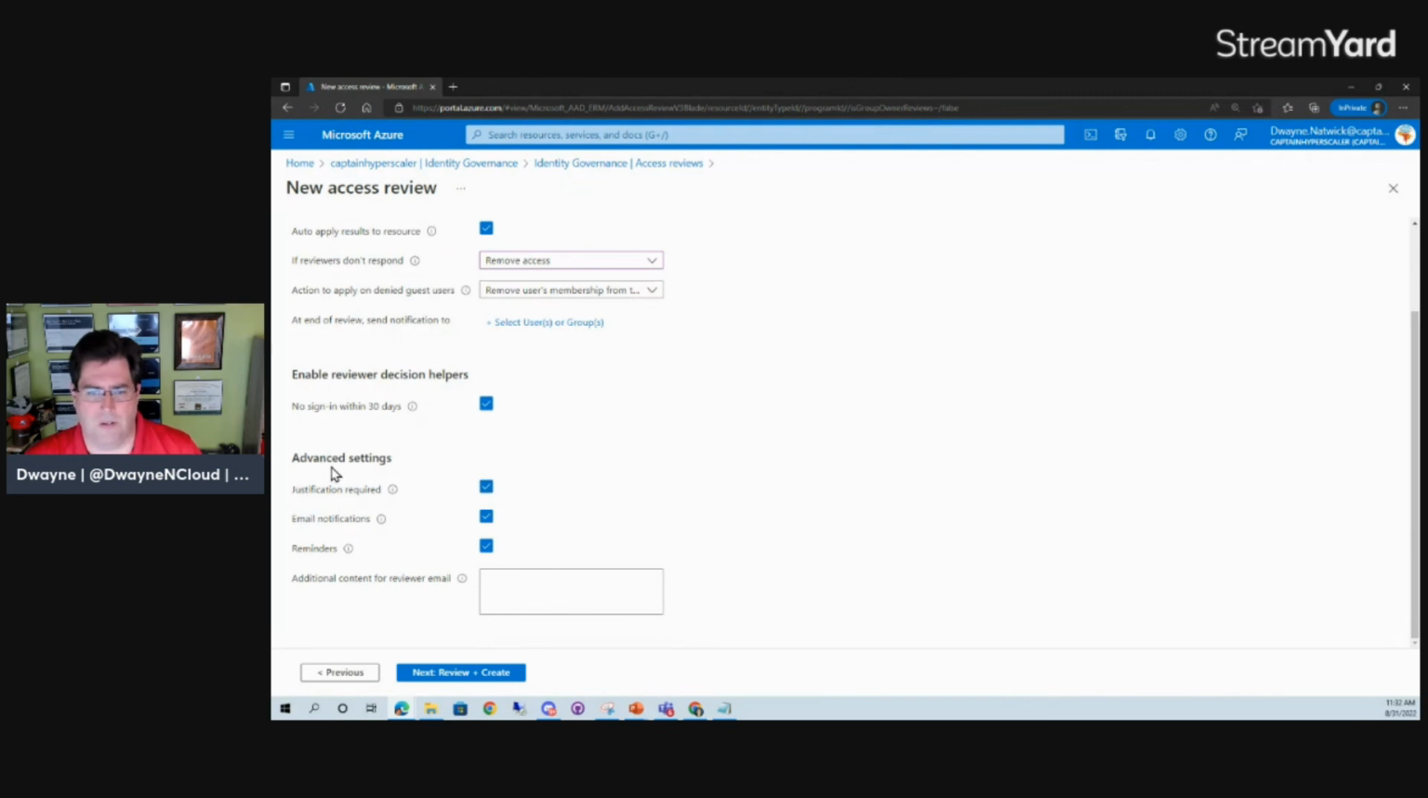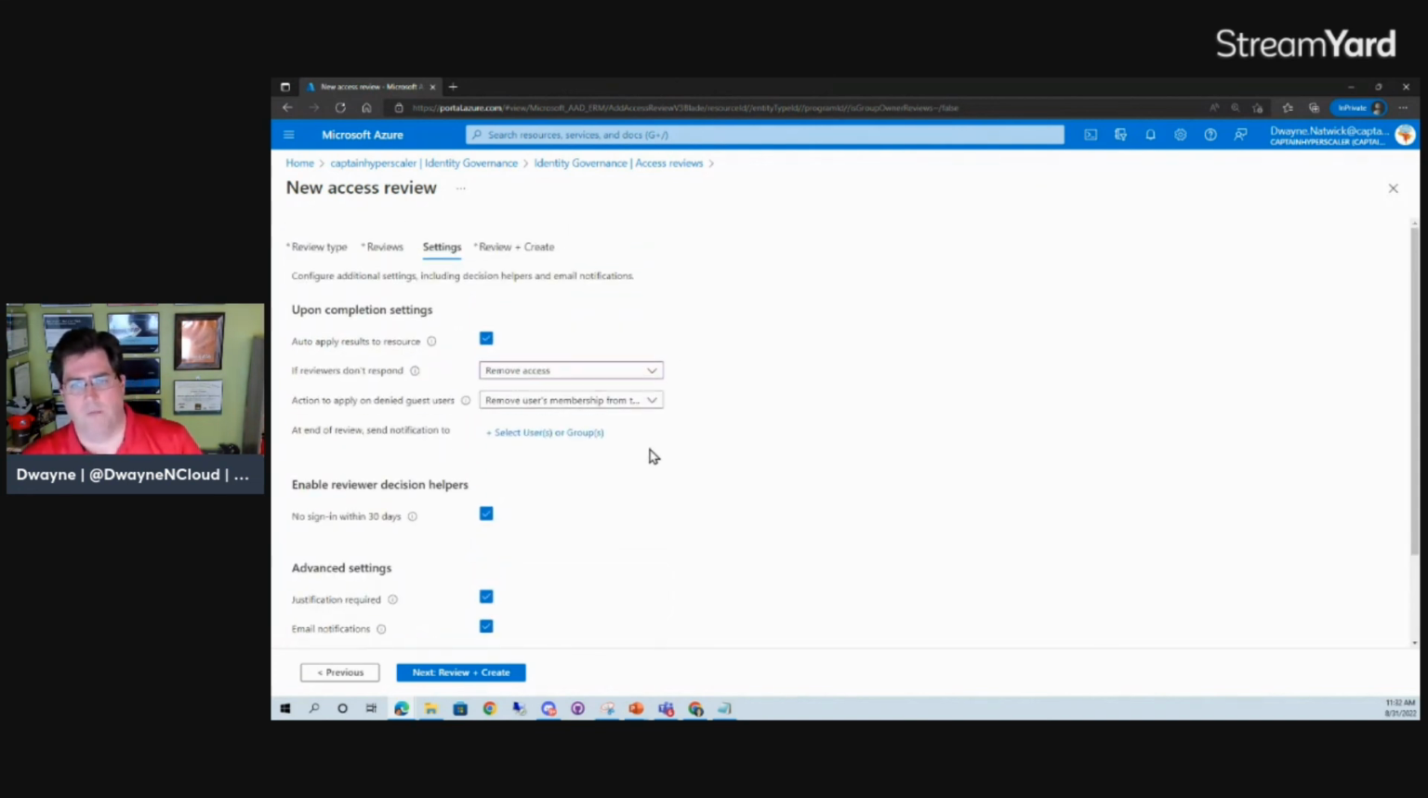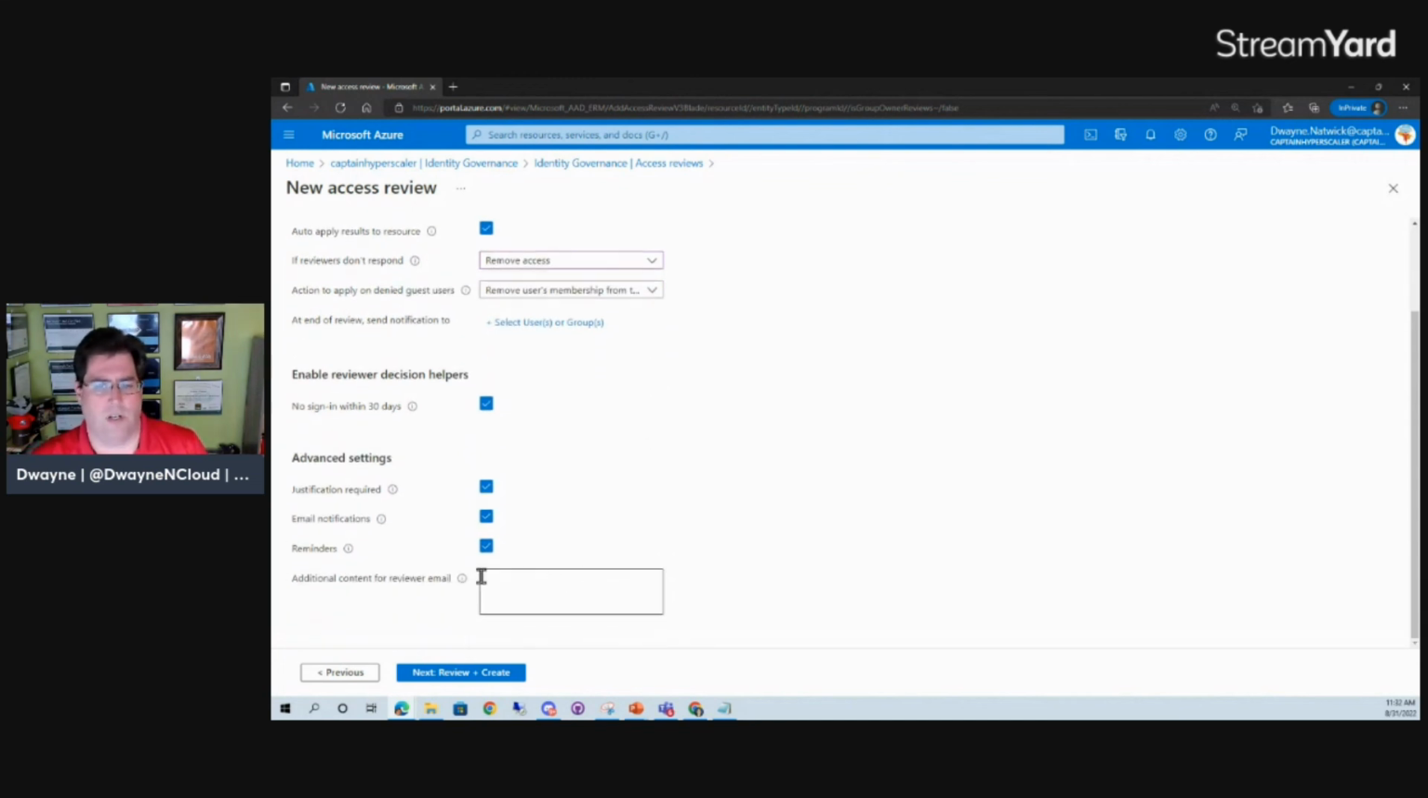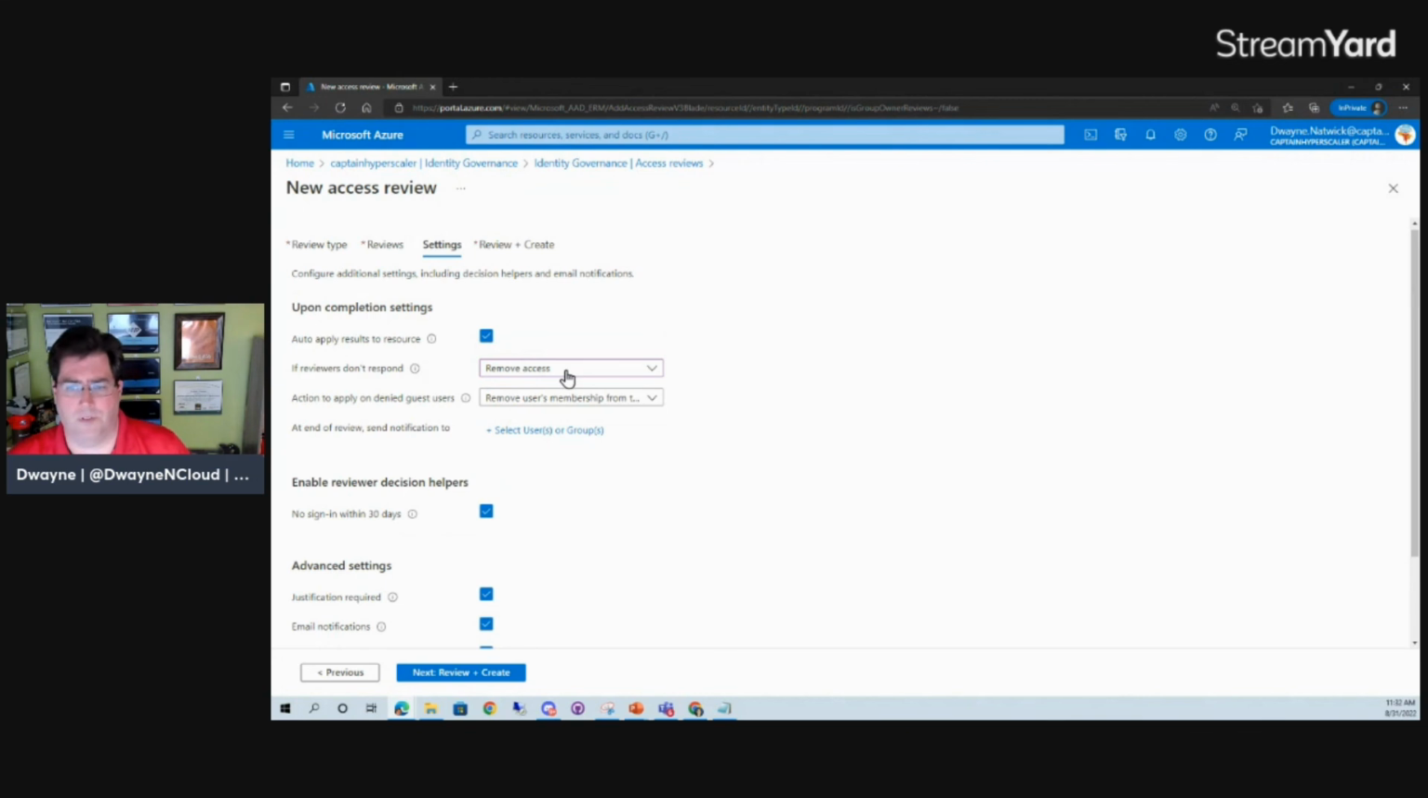We also have some advanced settings for justification and email notifications. If they do need access and they respond, we need them to justify why. So what we're doing here is creating an audit trail, letting that user and this reviewer make these decisions, but we want that justified. We want to know why. We've got a reminder here at the midpoint through the review, so after 3 days: hey, reminder, please review, otherwise this user is going to be shut off from having access.